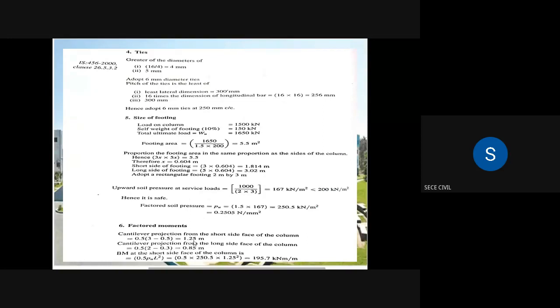After calculating the cantilever projection lengths on all four sides of the column, the next step is calculating the bending moments. The soil pressure will be like a UDL, so we are calculating the moment because of the UDL. Load into distance by 2 is the formula for calculating moment because of UDL load. That is PU into L into L divided by 2. So 1 by 2 is nothing but 0.5, so they wrote the formula as 0.5 into PU into L square.